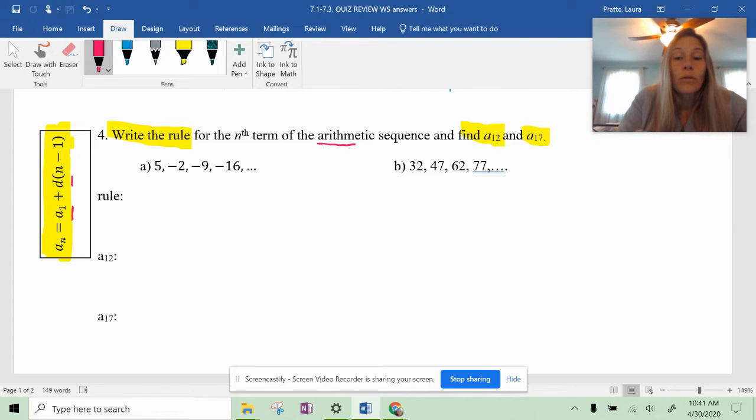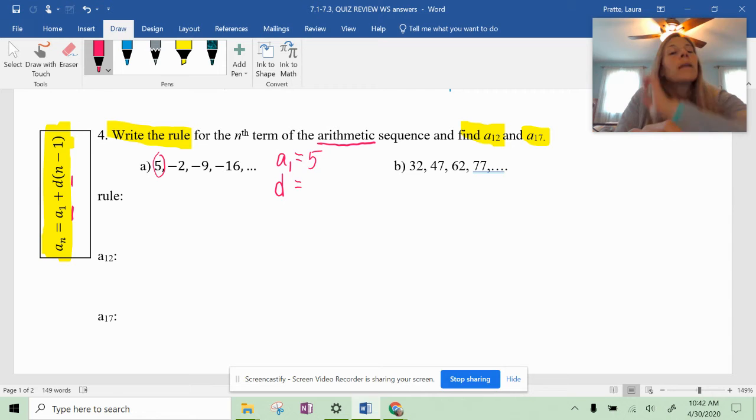So we know these are arithmetic because it's telling us that in the directions. So right away, I can know that my a sub 1 is the 5 because that's my first term. And then I have to find my common difference, which is going to be that number that's being added or subtracted each time between the numbers or the terms in the sequence.